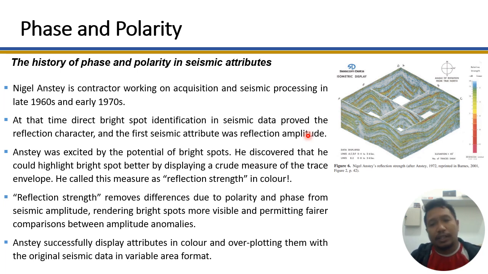So reflection strength removes differences due to polarity and phase from seismic amplitudes, rendering bright spots more visible and permitting fairer comparison between amplitude anomalies. So Anstey was also one of the first to successfully display attributes in color and overplot them with the original seismic data in a variable type of format. So this made it much easier for interpreters to visualize and analyze seismic attributes.